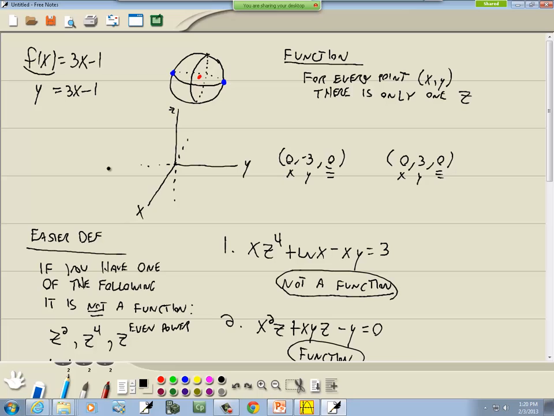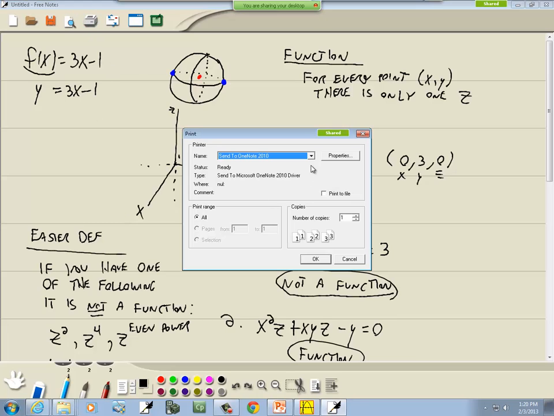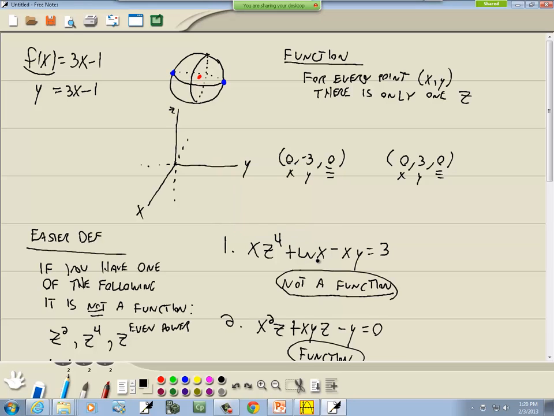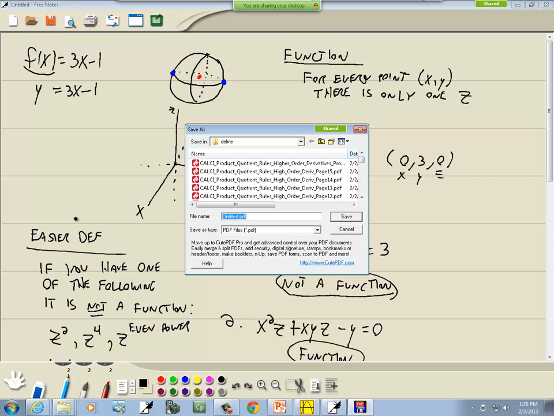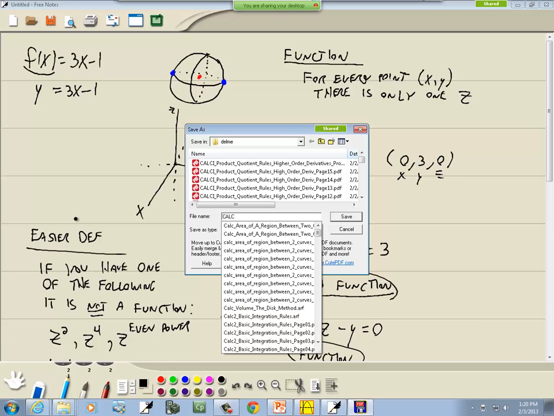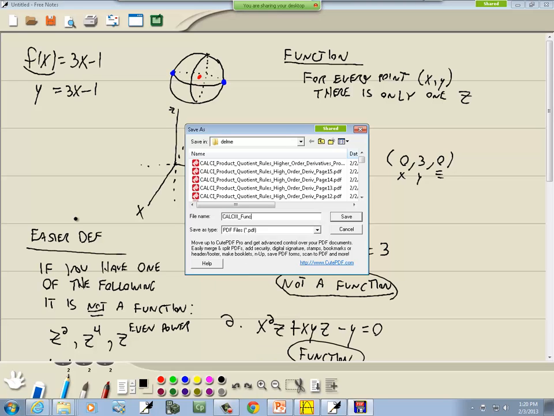And let me save that page. I think this is functions of several variables. Functions of several variables. Page 01.pdf. There we go.